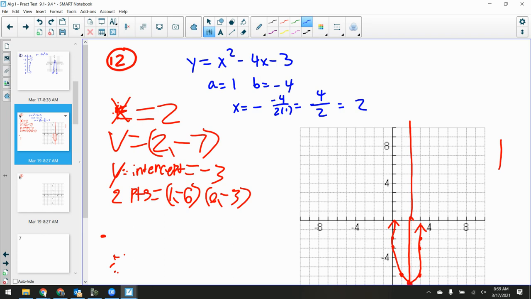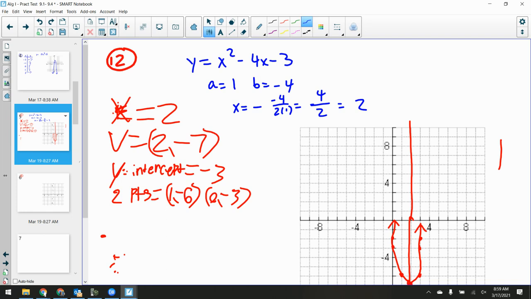2 squared is 4, and then 4 times 2 is negative 8, so 4 minus 8 would be negative 4, minus 3 is negative 7. Yeah. So 2, negative 7 is my vertex. I know my y-intercept is negative 3. And then the other 2 points that I pick.